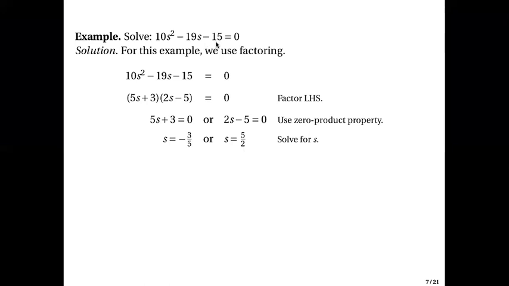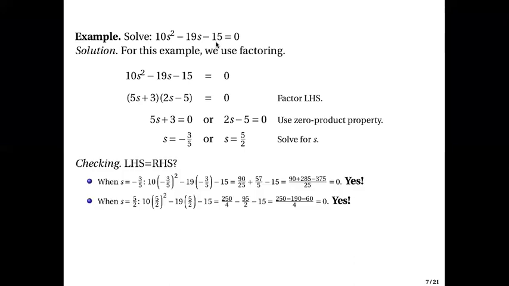And you can do the verification. So here's the verification part. You substitute your s with negative 3 over 5, calculate, you will get that 0 on the right hand side. You use s equals 5 halves, calculate, you will still get that 0.